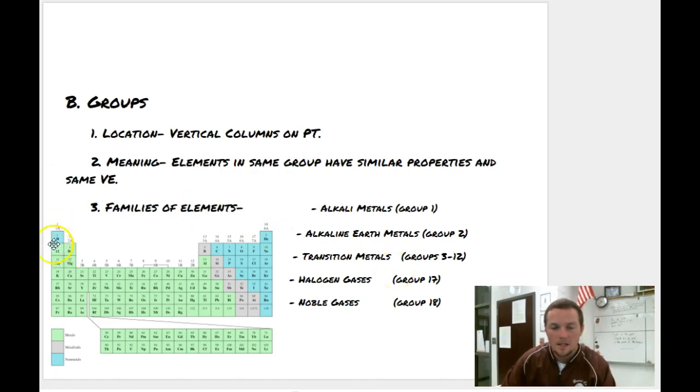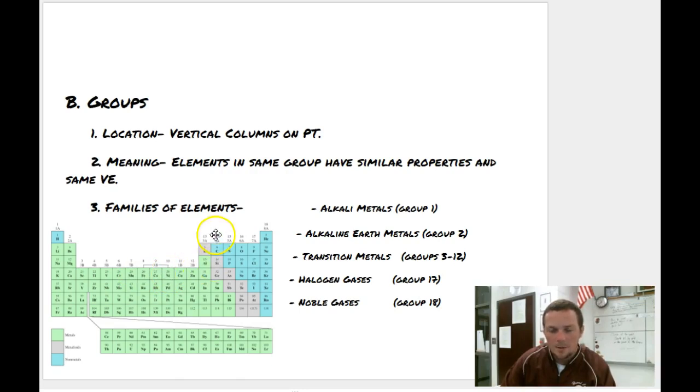The reason that hydrogen is right here is because it has one proton and one valence electron, and so it's right here in this group 1. And so alkaline earth metals, all these alkali metals, alkaline earth metals, all these are metals. Groups 3 through 12, which is here, this dip right here, that is your transition metals.